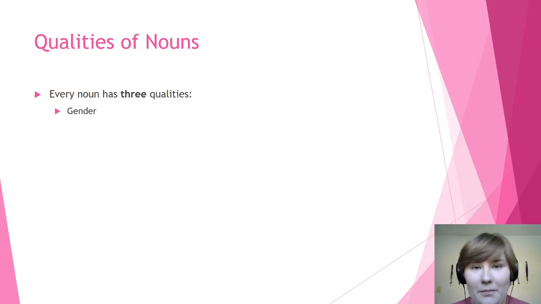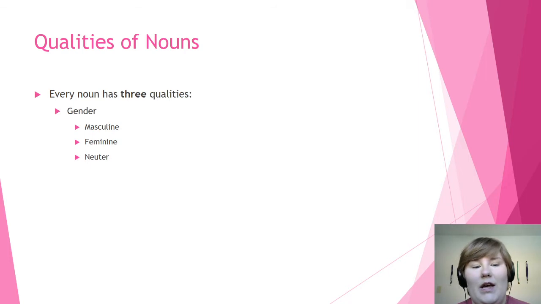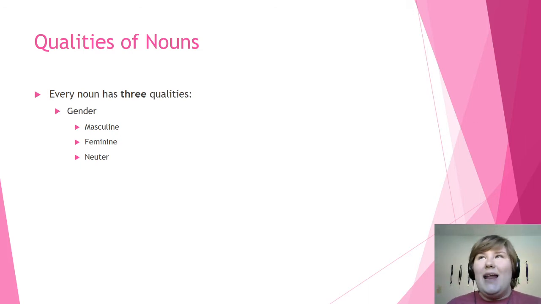The first is gender. So your options there are masculine, feminine, and neuter. As I talked about in my Latin Basics video, some nouns have a more obvious gender, right? Like a father, a pater, is going to be masculine. A sister, a soror, is going to be feminine. But other words that in English we wouldn't say have a gender do have a grammatical gender.